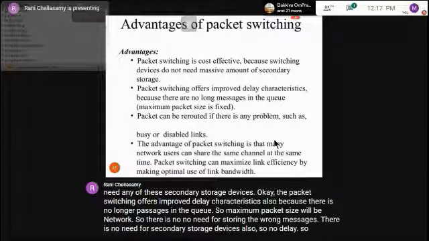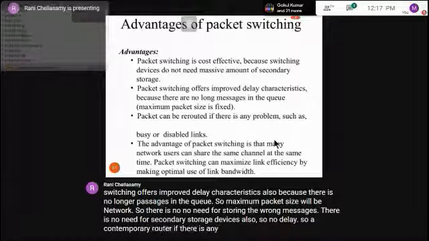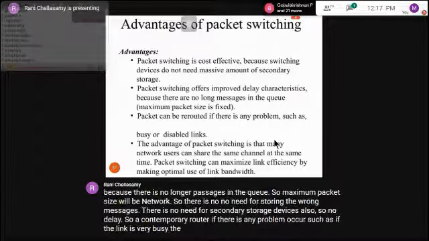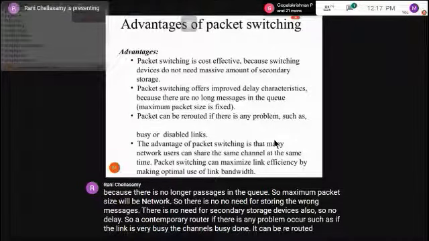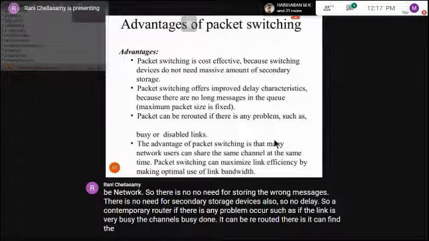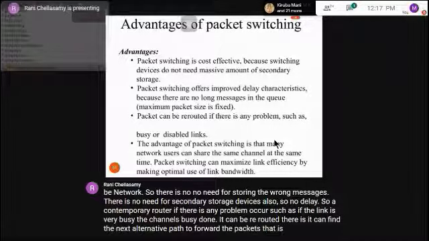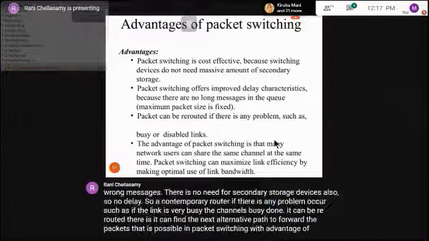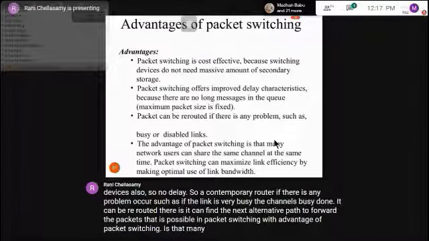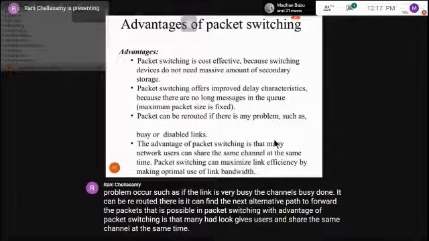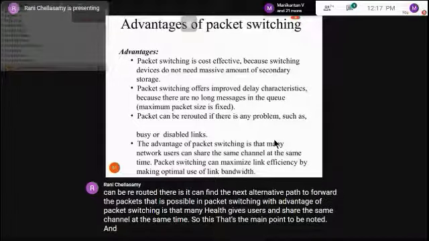So a packet can be rerouted if any problem occurs, such as if the link is very busy, the channel is busy, then it can be rerouted. It can find the next alternative path to forward the packets. That is possible in packet switching. The advantage of packet switching is that many network users can share the same channel at the same time. So that's the main point to be noted, the main advantage of using a packet switching network.